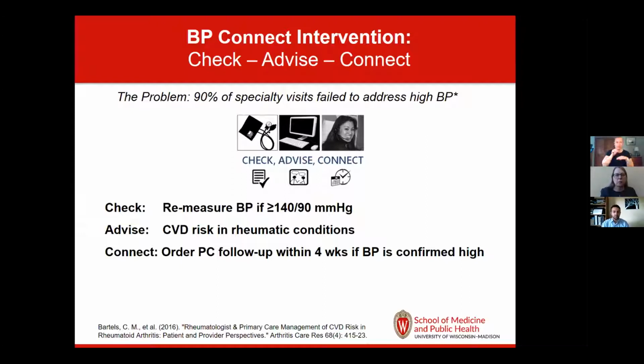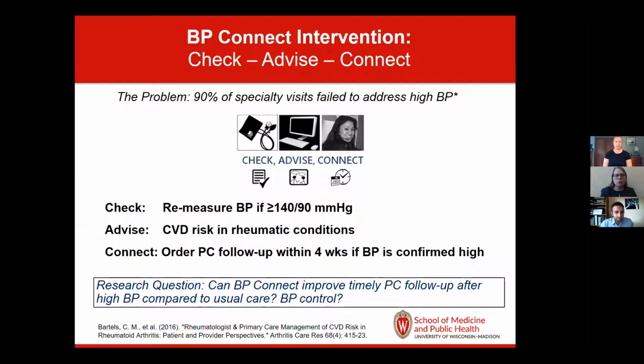So the protocol that we were using as an intervention was saying that we would check, we'd remeasure if they measured high. We'd advise the patient on why their rheumatic disease was linked to cardiovascular disease risk, and then we would connect them back to primary care within a month if it was confirmed high, which was consistent with AHA guidelines.